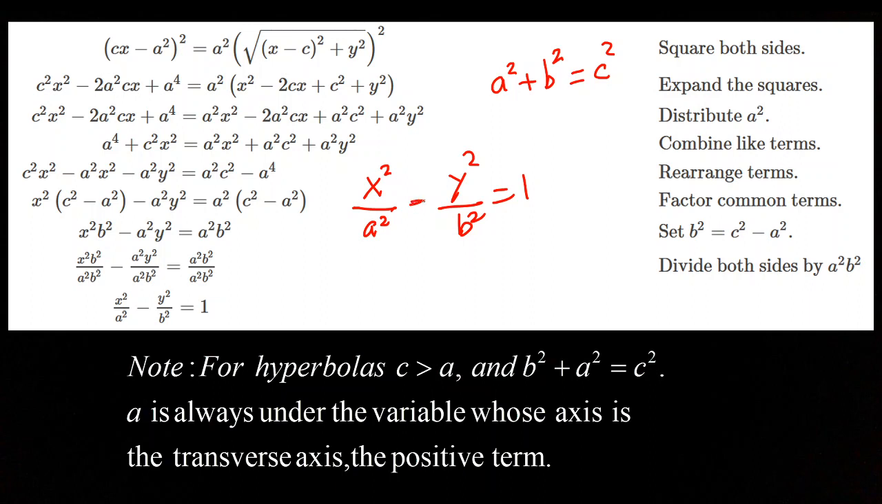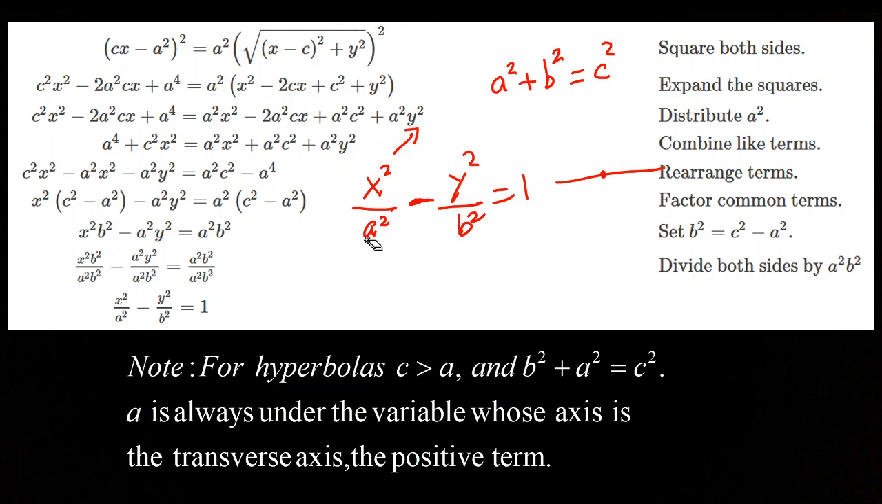Notice that one of the variables has a minus and one of them is a plus. We always write the plus one first, and that determines which direction the transverse axis is. So if the transverse axis is horizontal, we write the x first. And then a goes under whatever the transverse axis is. So this one is horizontal, and the center is at 0.